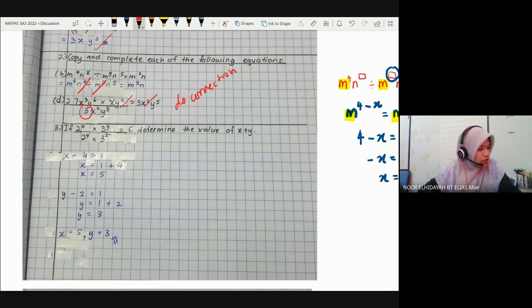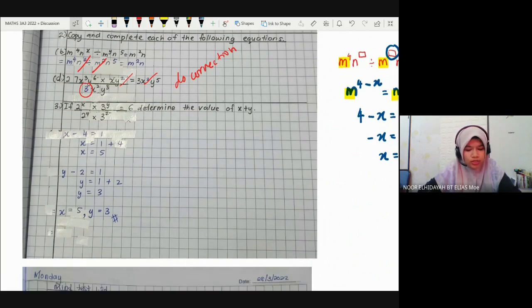The last question for Mind Test 1.2c. Dia kata apa? If 2 to the power of x times 3 to the power of y over 2 to the power of 4 times 3 to the power of 2 equals 6, determine the value of x plus y. Ini pun menggunakan cara yang sama macam yang cikgu dah tunjuk tadi.